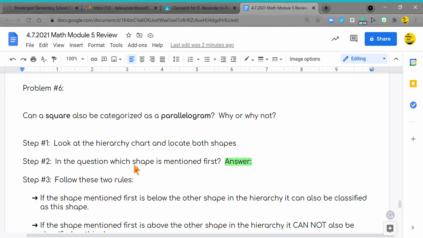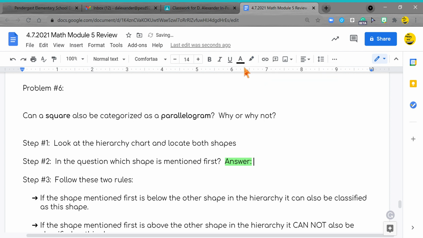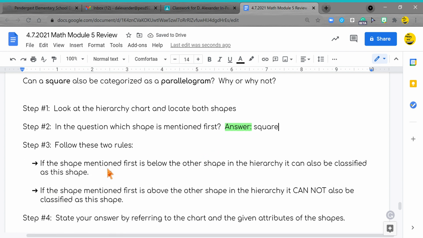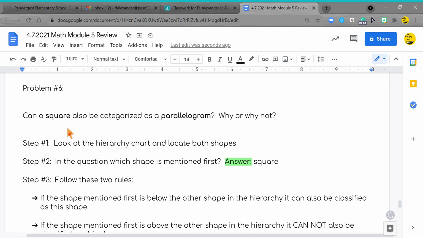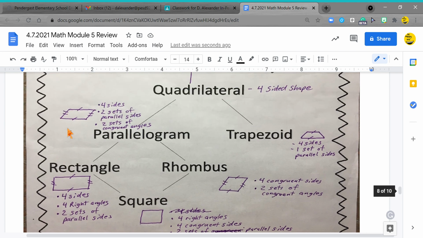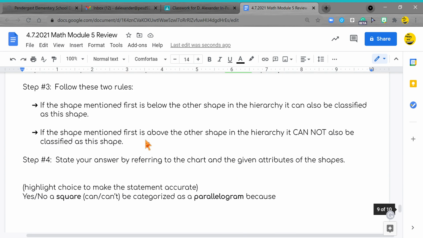So here we go. Can a square be categorized as a parallelogram? So let's look at this. First thing we're going to do is write square, because that's what we're looking at first. Now remember, if the shape first mentioned is below the other shape in the chart, it can be classified. So let's quick go back. We're looking at square versus parallelogram. Is a square underneath the parallelogram? So can I call a square a parallelogram? Great job, you guys. Yes.